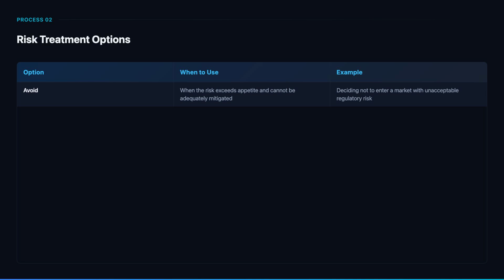Avoid the risk when it exceeds your risk appetite and cannot be adequately mitigated. For example, deciding not to enter a market where regulatory, legal, or political risks are unacceptable for the organization. Reduce the risk when you can lower its likelihood or impact through controls. This is the most common treatment. For example, implementing security controls, process improvements, or redundancy to reduce the probability or impact of adverse events.